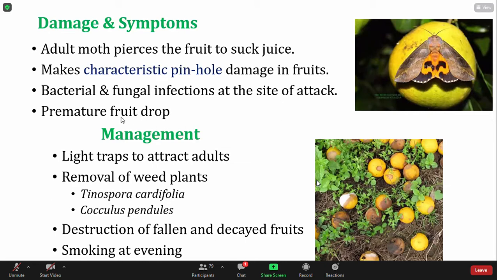It causes the premature fruit drop. How can we manage the pest? We can use light traps to attract the adults because they are nocturnal, right? And we can remove the host plants, they are weeds, and we can collect and destroy the fallen fruits. This is not only for these, almost all pests. It's very important to collect and destroy the affected parts. And smoking can be made in the evenings.